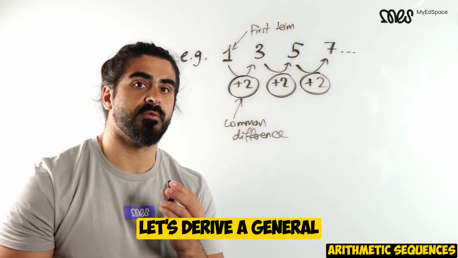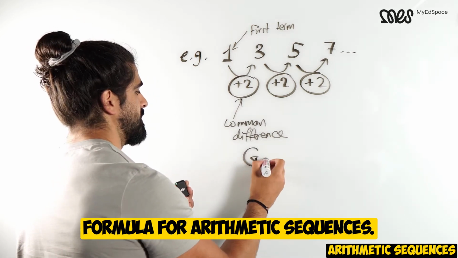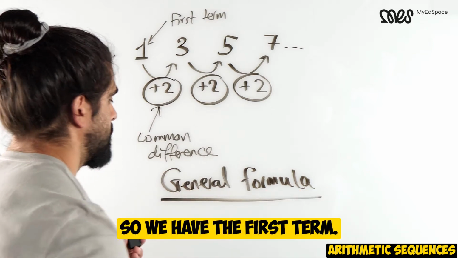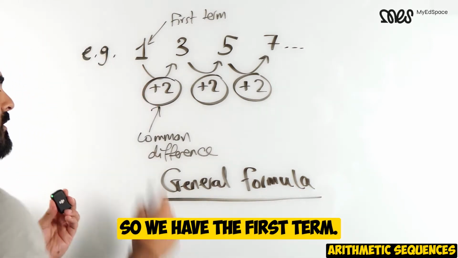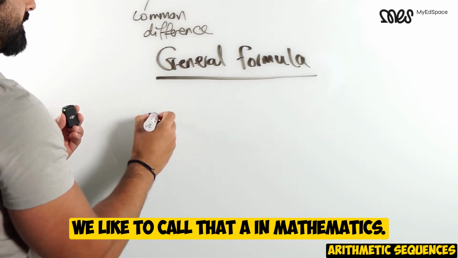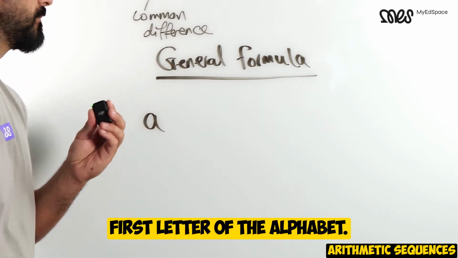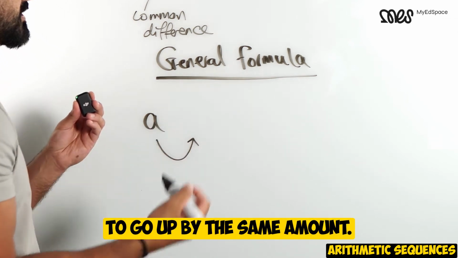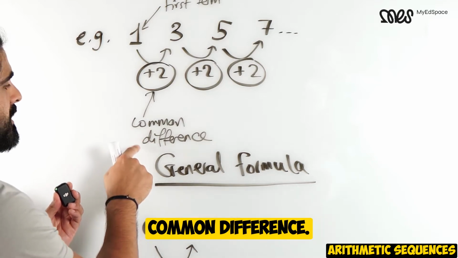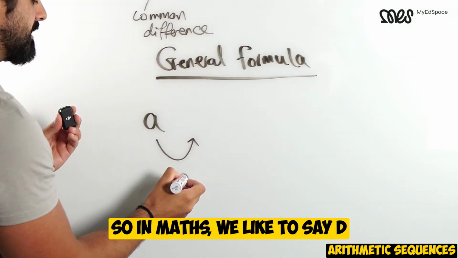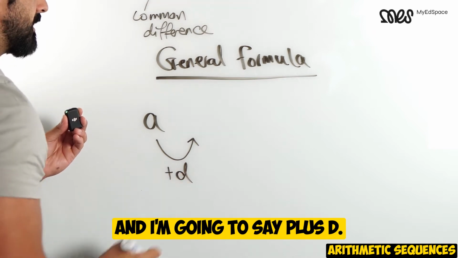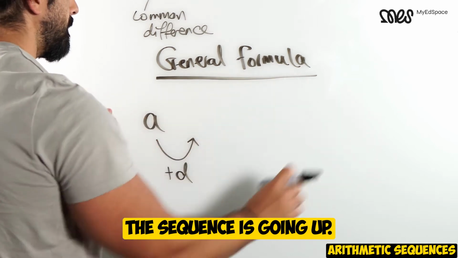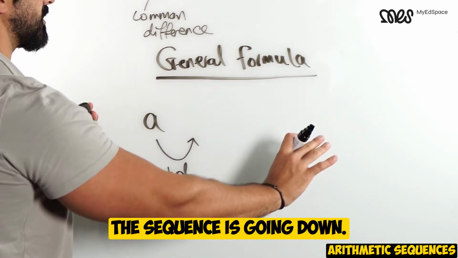Let's derive a general formula for arithmetic sequences. So we have the first term, we like to call that A in mathematics. Think of it as the first letter of the alphabet. Now, in an arithmetic sequence, we are going to go up by the same amount. Remember I called it the common difference. So in maths, we like to say D. And I'm going to say plus D. Now, this value of D can be positive or negative. If D is positive, then the sequence is going up. If D is negative, then the sequence is going down.